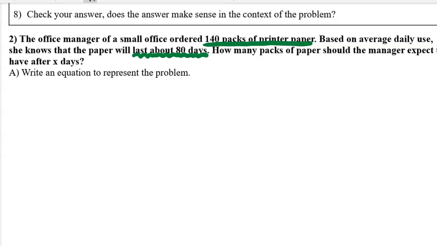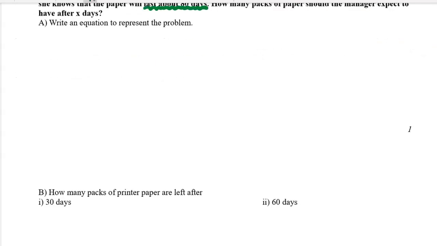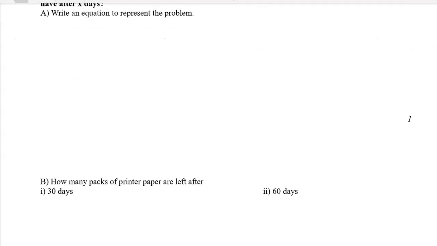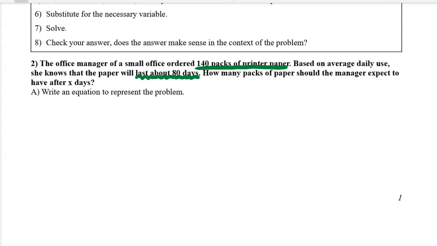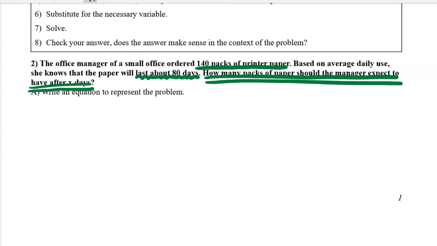How many packs of paper should the manager expect to have extra after X days? And down here we have like 30 days and then 60 days. So this is the question that we want to answer. So I'm going to use double line, okay? Because I already used one line for the other one.